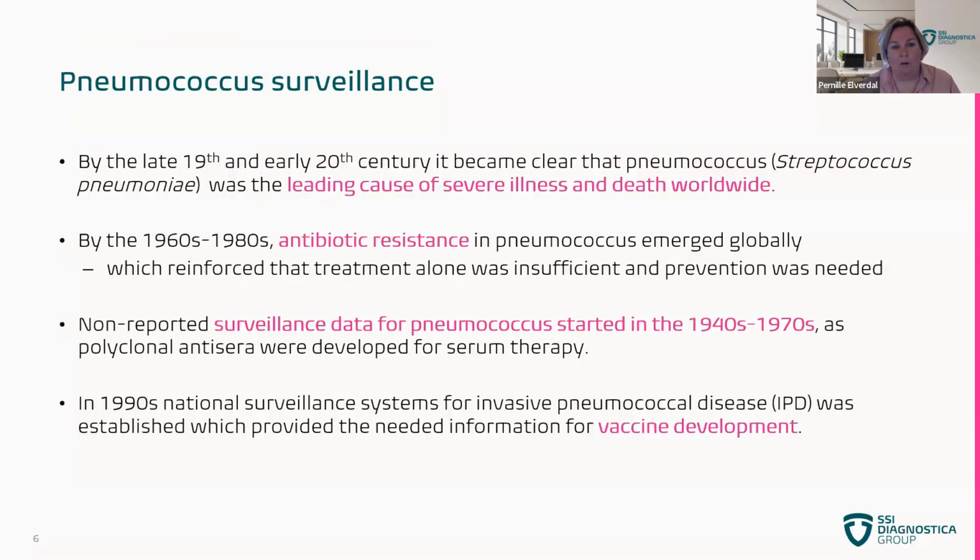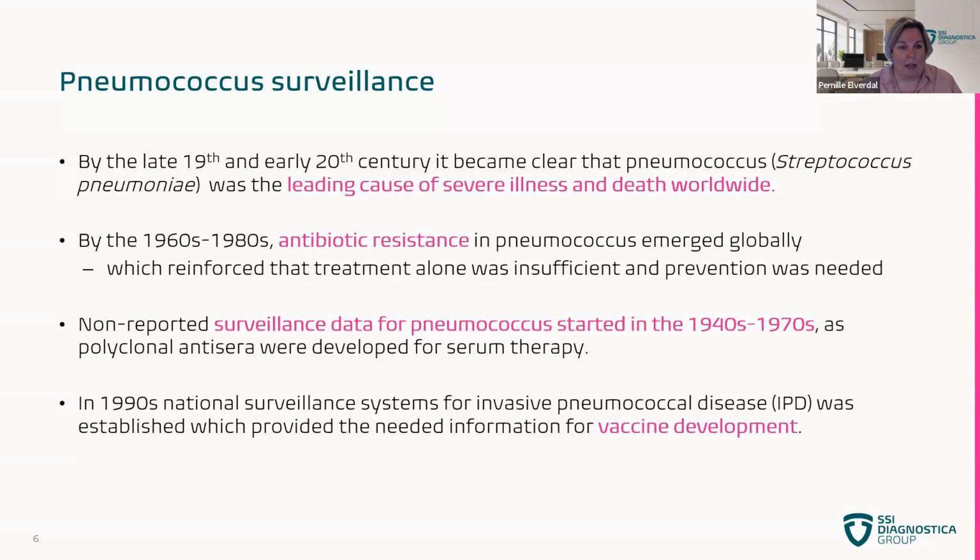And if we then look at surveillance in general, by the late 90s and early 20th century, it became clear that the pneumococcus bacteria was one of the leading causes of severe illness and death worldwide. And by the 1960s and 1980s, they found out that antibiotic resistant pneumococcus was emerging globally, and that reinforced that treatment alone with penicillin and other antibiotics was not sufficient, and prevention was needed.